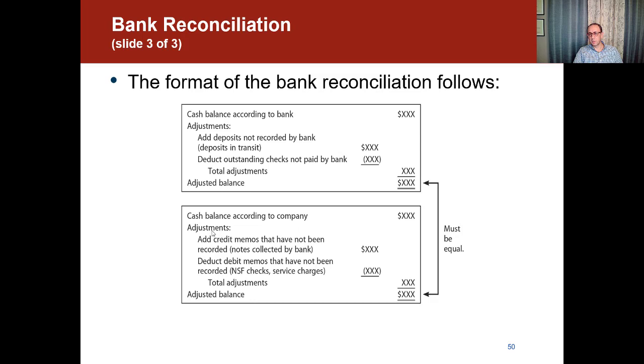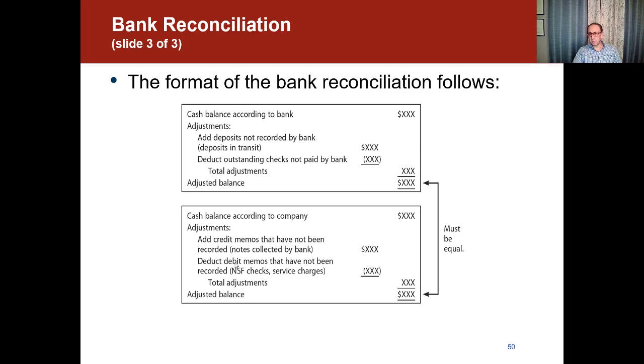On our company side, we have the cash balance according to the company, which we bring from the ledger. We need to update it with information that the bank knew but we didn't know about. So what are these kinds of things? We need to add credit memos that have been recorded, in other words, notes collected by the bank. These are notes that were collected by the bank on our behalf. We didn't know about it because the bank collected it, and the only way we know about it is whenever we receive the bank statement. So now we need to add it to our cash balance according to our ledger.